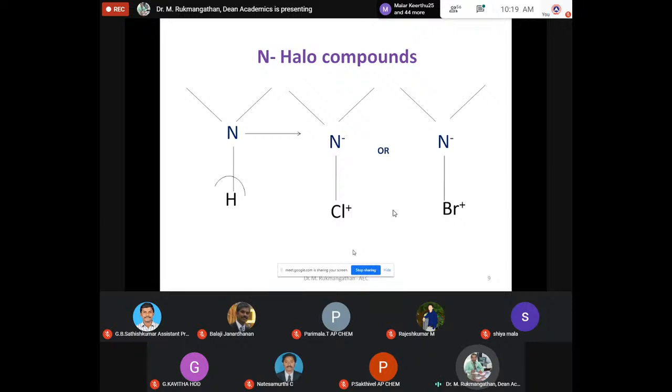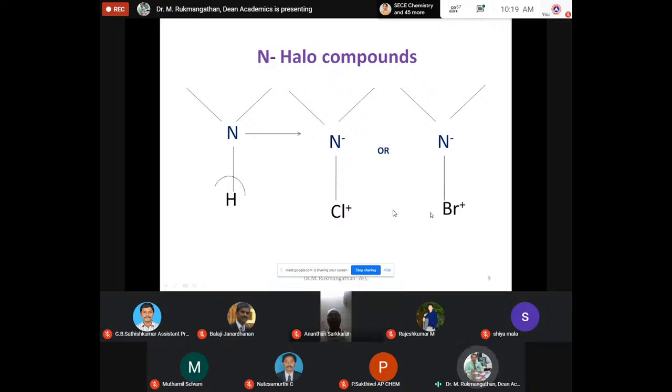Why do they get the positive charges here? We have to compare the electronegativities of these two. As I told previously, the electronegativity of nitrogen is 3.03. The electronegativity of chlorine is 2.83. The electronegativity of hydrogen is lower. So the nitrogen will attract the electrons present in this bond towards its side. So the nitrogen will acquire the negative charge and the chlorine will acquire the positive charge. So these N-halo compounds will carry positive halogen atoms in them. The same is the case for N-bromo compounds.